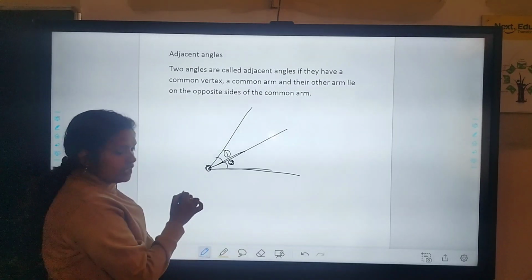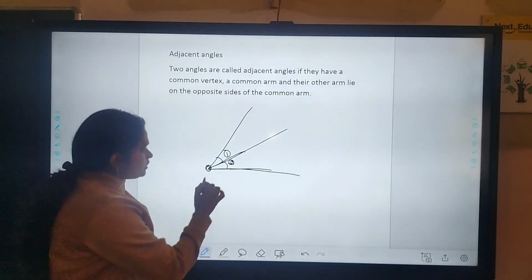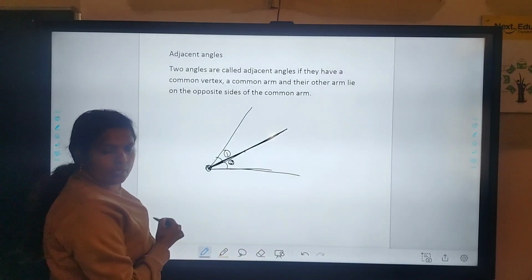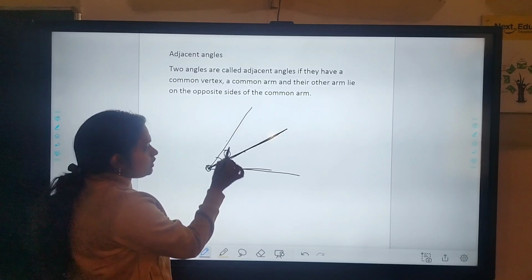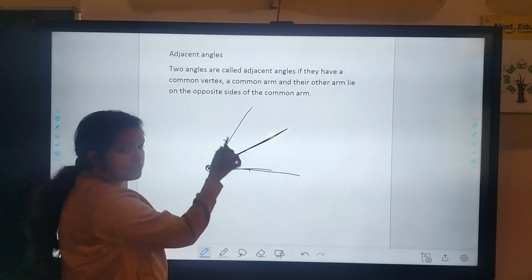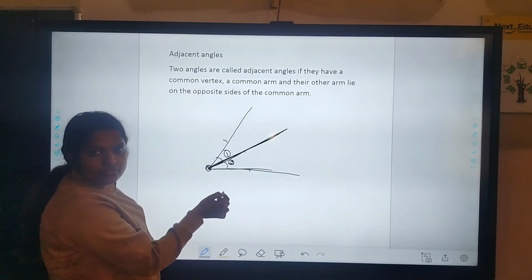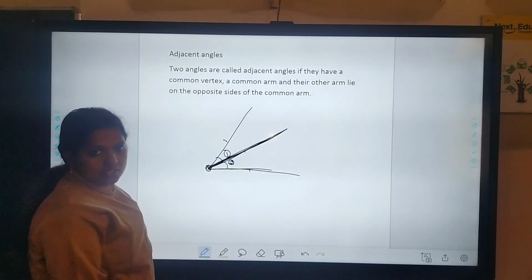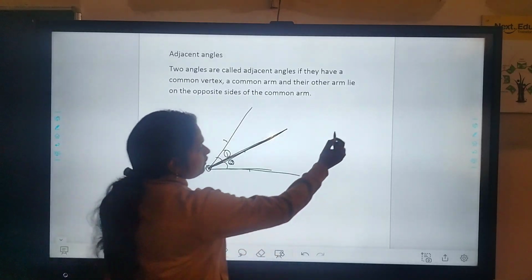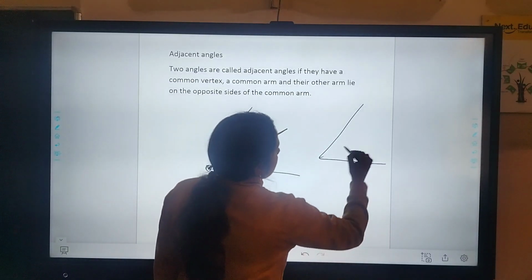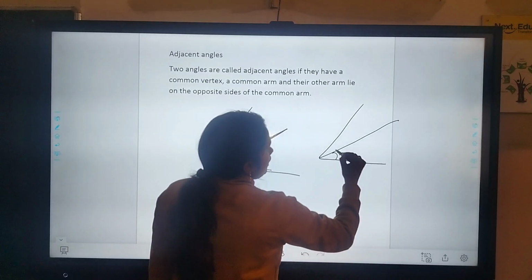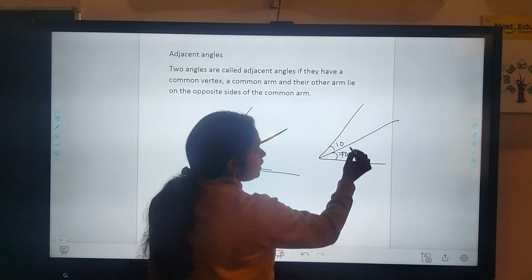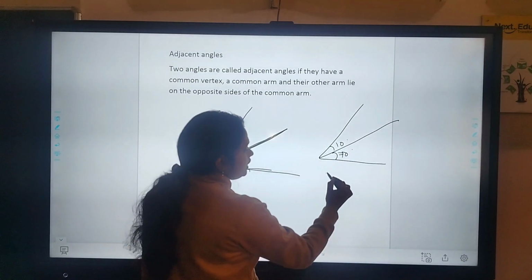Both the first and second angle have the common vertex and there should be a common arm. Both angles have this common arm, and the other arms lie on opposite sides of the common arm. Only then can we say that these are adjacent angles. So here we have one more. This is 70 and this is 10 degrees. Then both angles are adjacent angles.